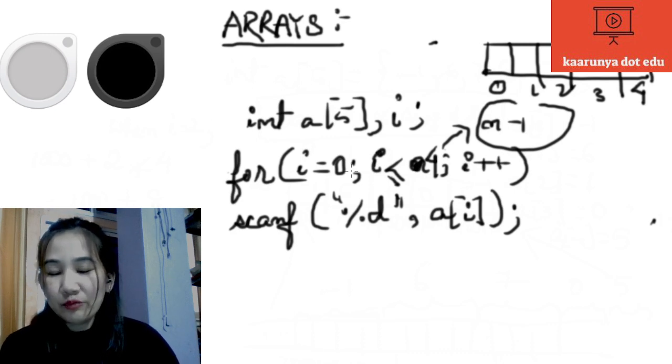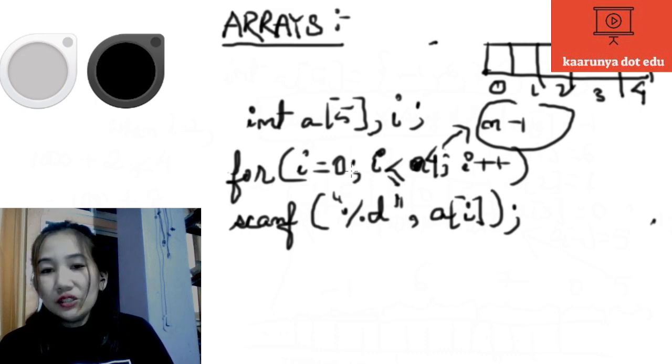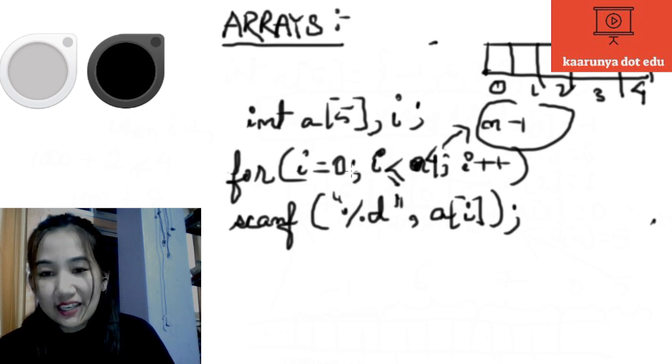You may ask one more question: Ma'am, you have told that if we initialize only 2 elements and the size of the array is 5, the remaining elements will be assigned 0 automatically. What if we use a character array? In that case, the remaining values will be assigned the null character, right?